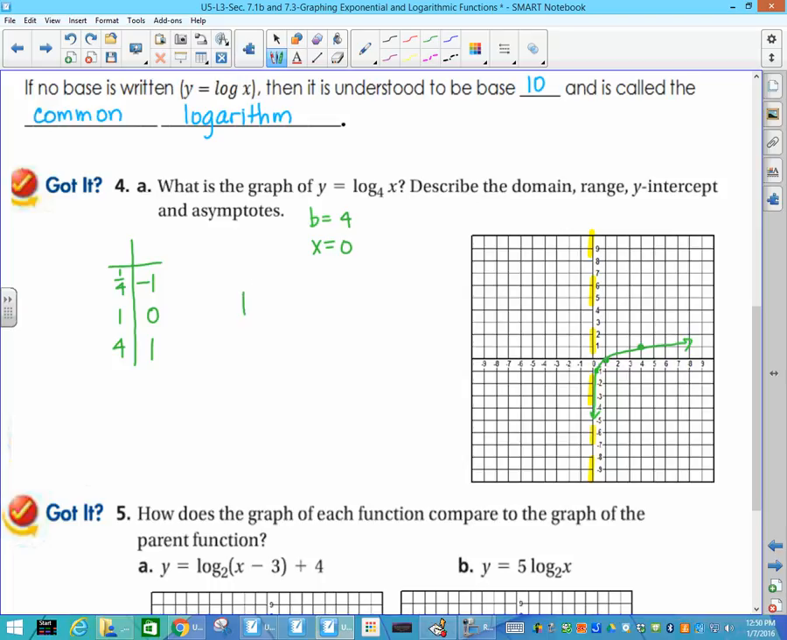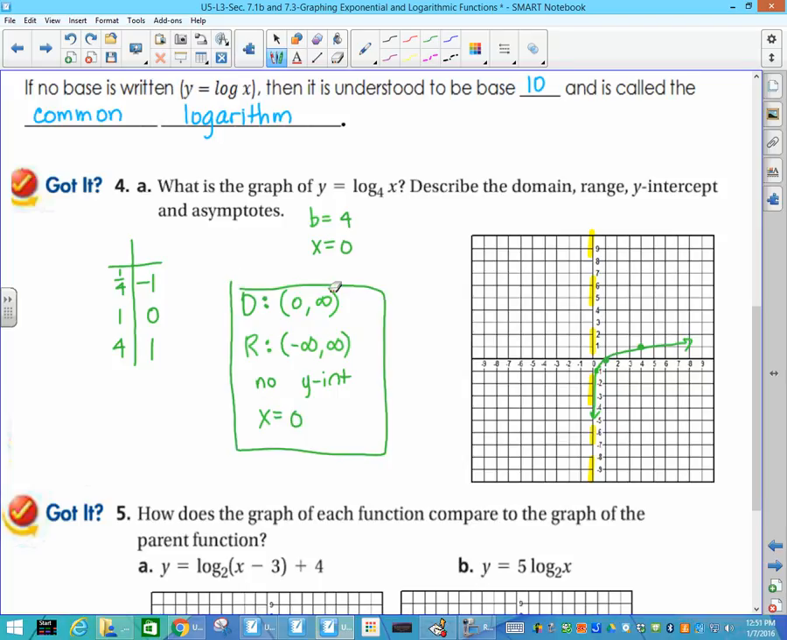All right, so what's my domain? Okay, it didn't change: 0 to infinity. What's my range? Negative infinity to infinity. What is my y-intercept? Oh, y-intercept, y'all. No y-intercept. That's what I say. No y-intercept, because my asymptote is x equals 0. So there we have it. Okay, 2 more and we're going to be done.